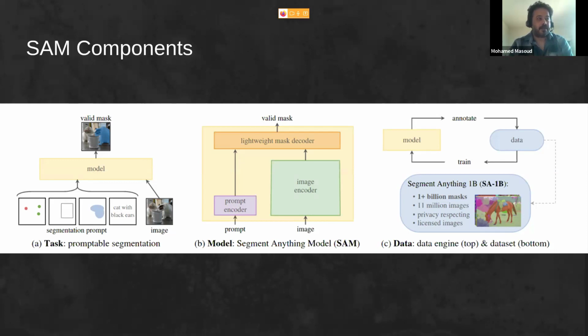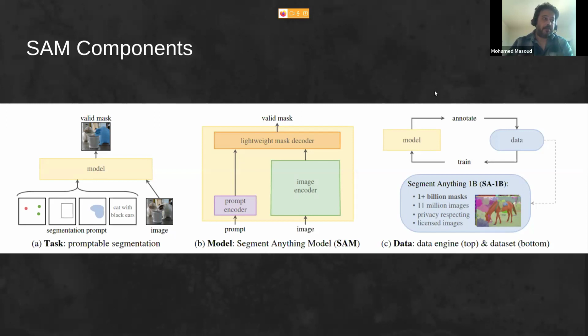So they expected a prompt from the end user, which can be a bounding box, a point, or even a mask or text. Based on that, there is an input image, and there is a segmentation result. Internally, the model itself has multiple components, and we will go over that in a second. They also have a strategy to create their large data set that was used in the training.